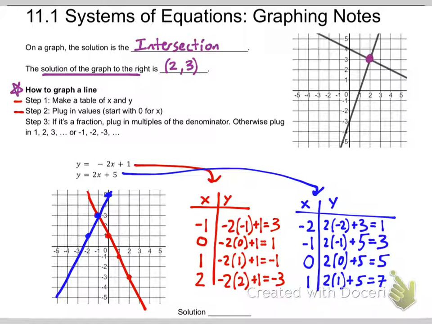I'll connect those dots, and the final thing I have to do is figure out what the solution is, where the lines intersect, where they cross. That is right there at negative 1, 3. So I'll write that down there in my solution.